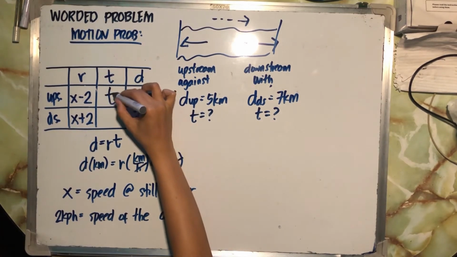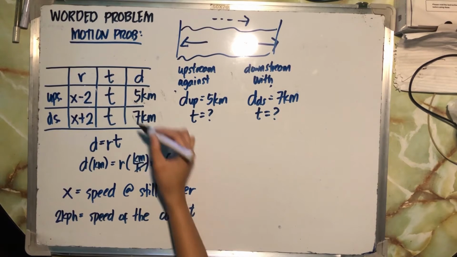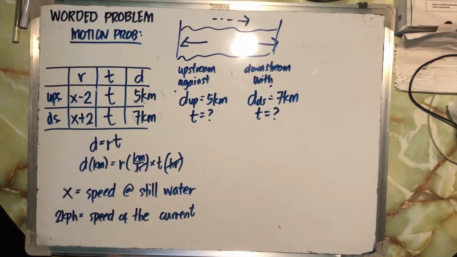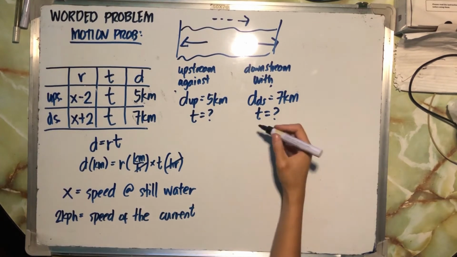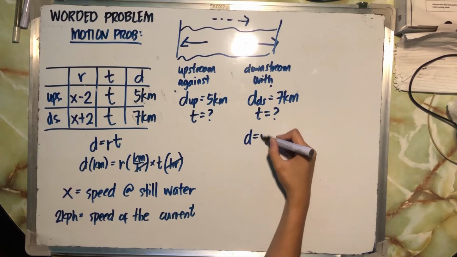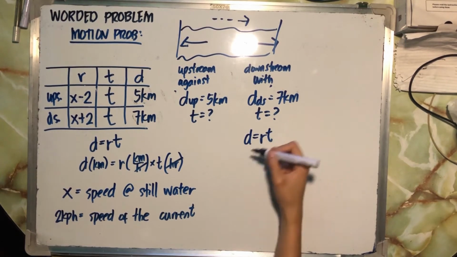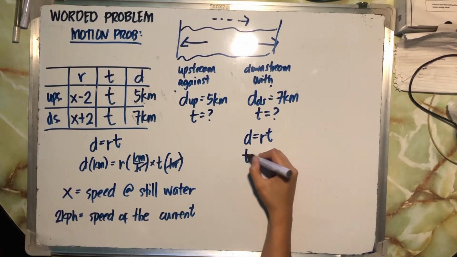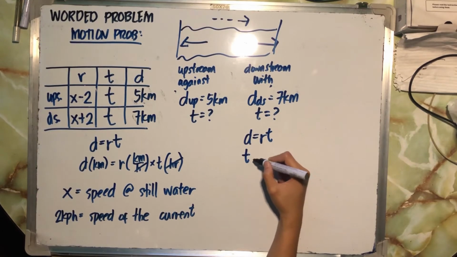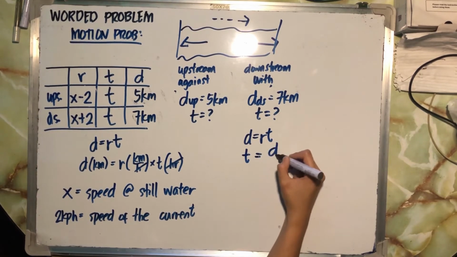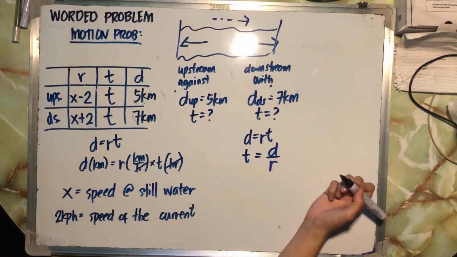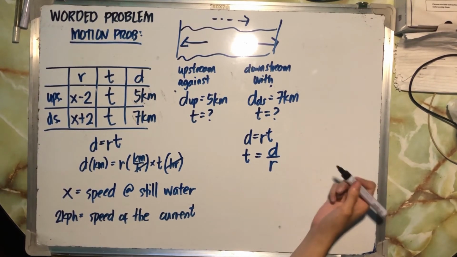The time he traveled is the same, but the distance and speed are different. Okay? So, what are we going to do here? Let's go back to our basic motion formula. Distance is rate times time. And we can say that our time would be equal to distance over rate. Am I right? Okay. What did the problem say about the time?